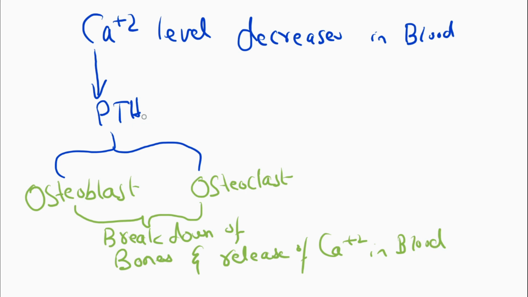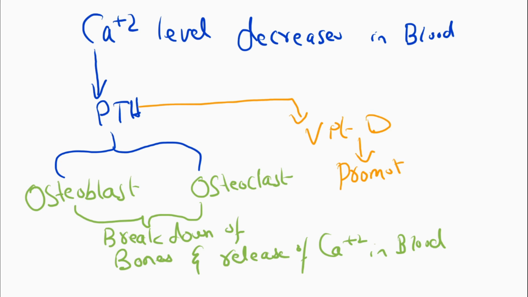Parathyroid hormones also activate vitamin D. By activating vitamin D, parathyroid hormones promote calcium uptake by blood.